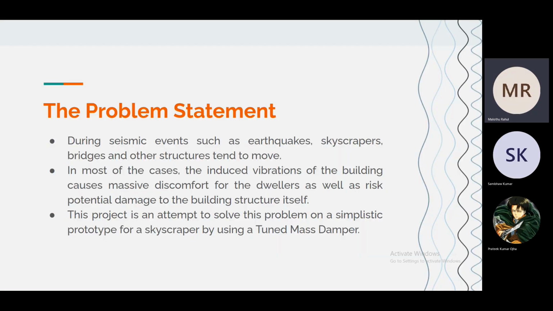So the problem statement we are going to do is, we know that during seismic events such as earthquakes, tall buildings, bridges, and many other structures have the tendency to move. Because of this movement, the building might suffer catastrophic damage. So our project is an attempt to solve this problem by using the tuned mass damper technology.